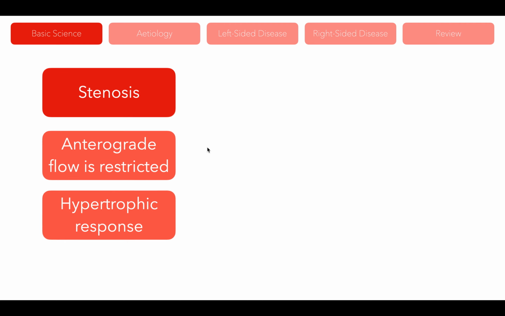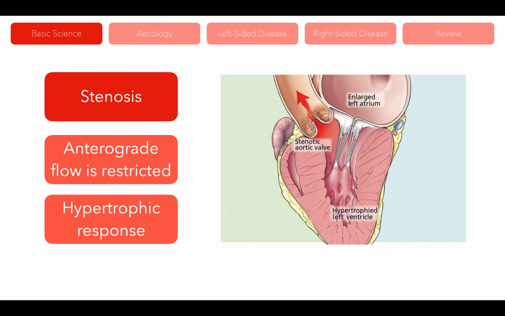There is a response called hypertrophy in stenosis. So if this is my aortic valve and it's stenosed, the left atrium lets the blood come through to the left ventricle, and the left ventricle has to push extra hard to get through this stiffened valve. This could be calcified, it could be damaged because of an infection or an inflammatory process, and that means that this hole that should be as wide as this lumen here is only this wide. So the hypertrophied left ventricle is pushing against this structure here.